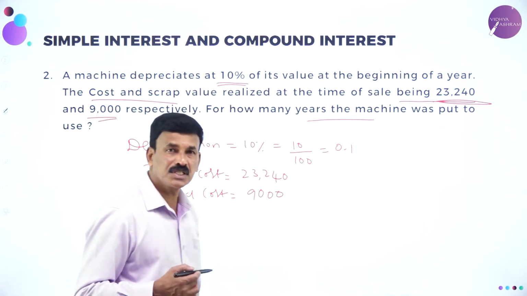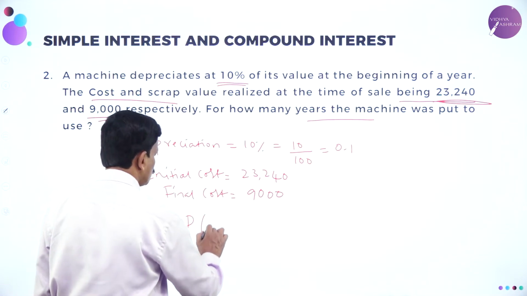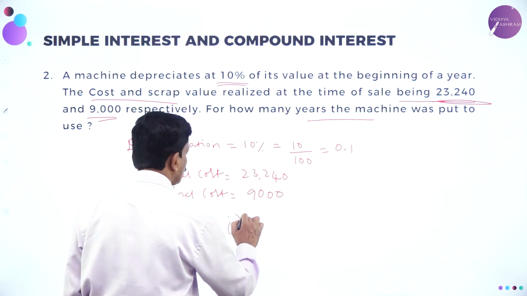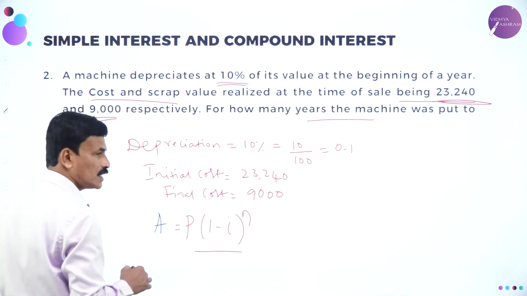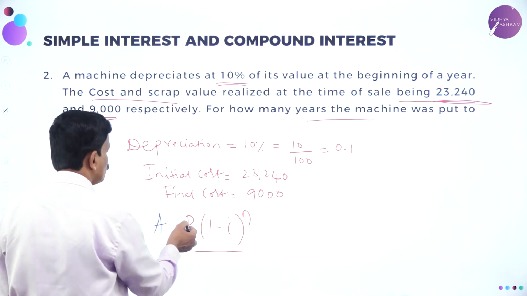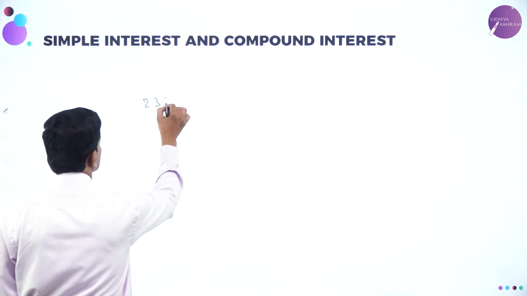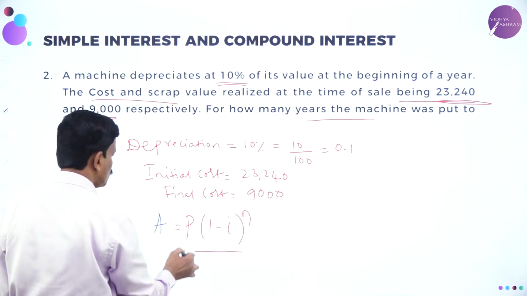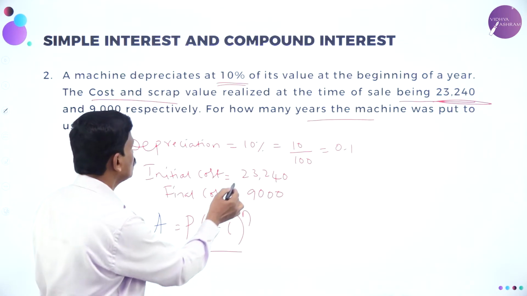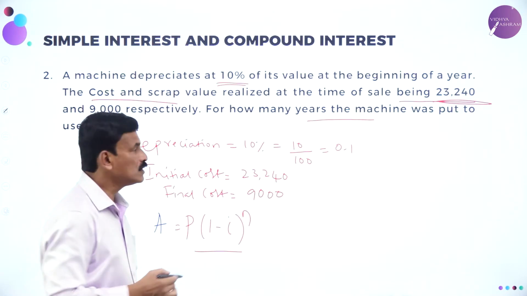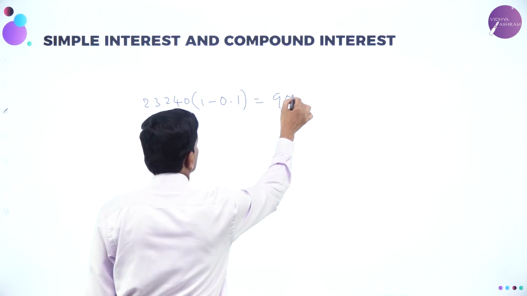Since it is depreciation, what is the formula we are going to use? The formula is P into (1 minus I) to the power of N. That's it. Now using this formula, we can write P, which is 23,240, into 1 minus I. What is I here? I is equal to 0.1, and this is equal to 9,000.